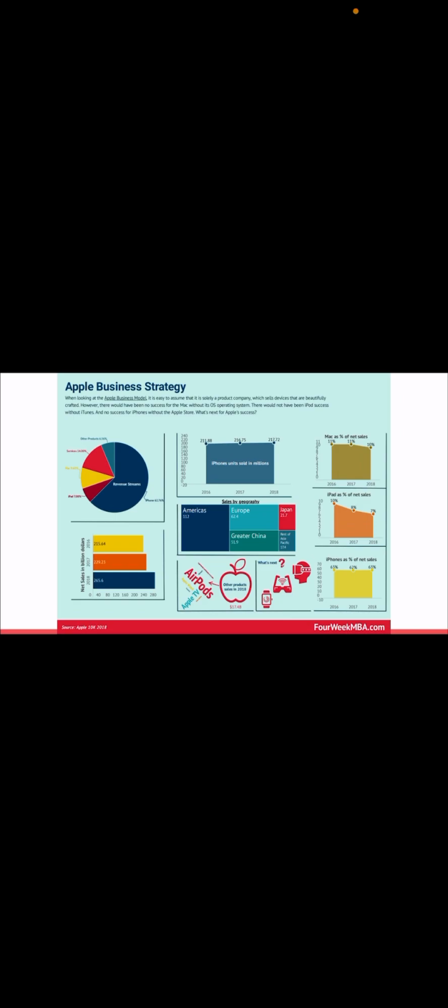Here's the business strategy, Apple business strategy from graphs from 2016, 17, 18 about new products they're introducing, like Apple Watches, VR, and then their sales overall.